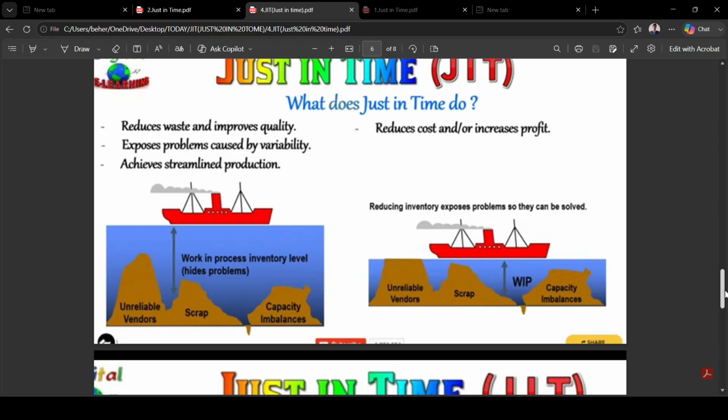So in JIT, what does just in time do? It reduces waste and improves quality, exposes problems caused by variability, achieves streamlined production, and reduces cost or increases profitability. So see that image, you can clearly understand what JIT is. Reducing everything exposes problems so that they can be solved.